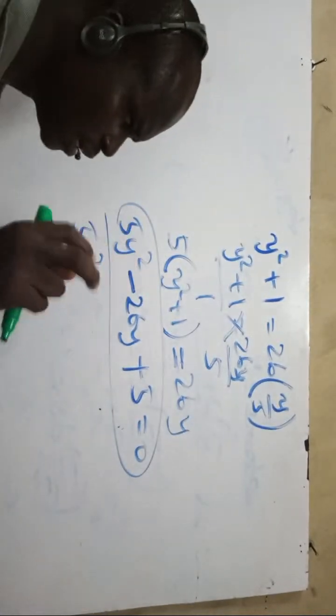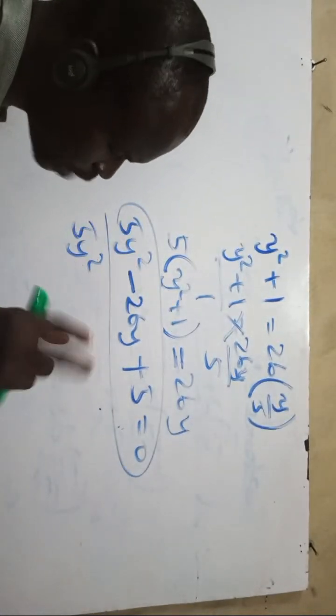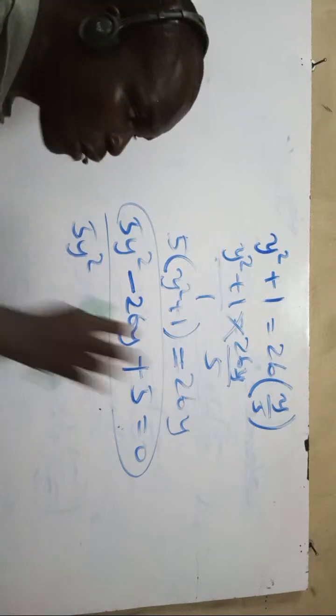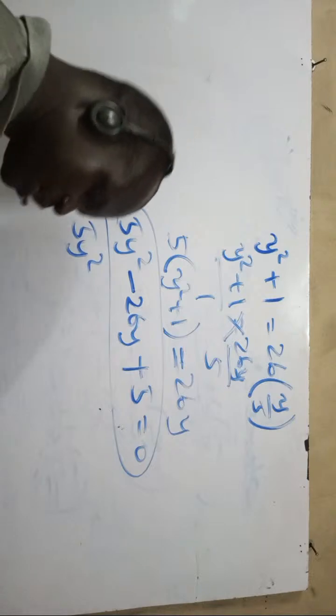You now look at the two factors of 25 that are going to give us minus 26. There are so many factors of 25. Maybe 25 times 1 is a factor.